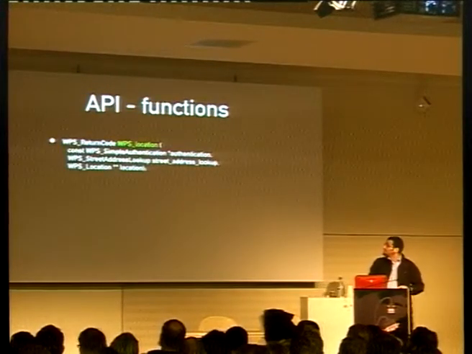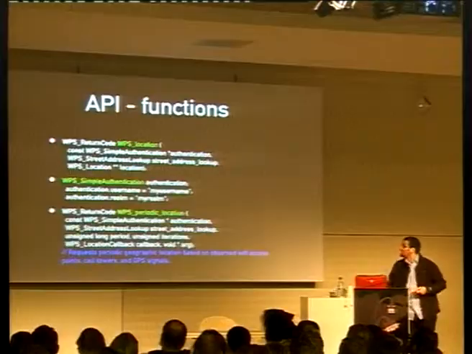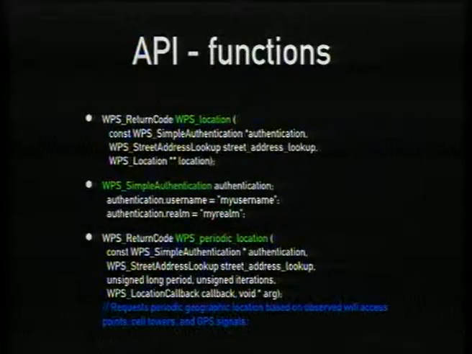So you have essentially three important functions. You have a location request, which is a one-time location request. You have a periodic location request, where you actually get updates all the time. And in all of those you can see this authentication token. The authentication token, that unique ID that I was talking about before, is exactly just this. It's just a string, okay? Good.